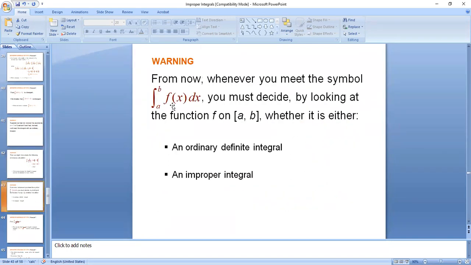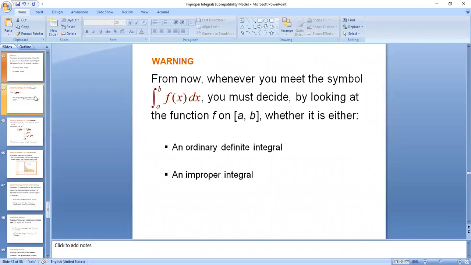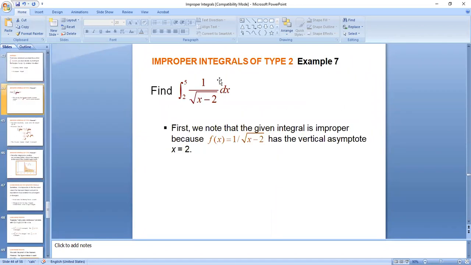From now on, whenever you meet a symbol like this, you must decide by looking at the function on the interval a to b whether it is an ordinary definite integral or an improper integral. So there's always a need for you to do the check. Now we go to example 7.